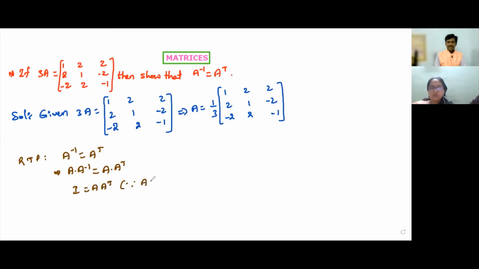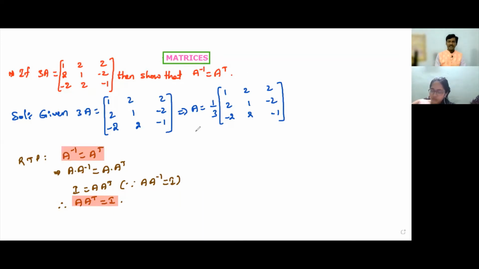What is the formula here? A into A transpose is equal to the identity matrix. So finally, we are going to prove A into A transpose is equal to I, or we can prove A transpose into A is equal to I. Instead of proving this, we can prove A into A transpose is equal to I also. Both are the same.